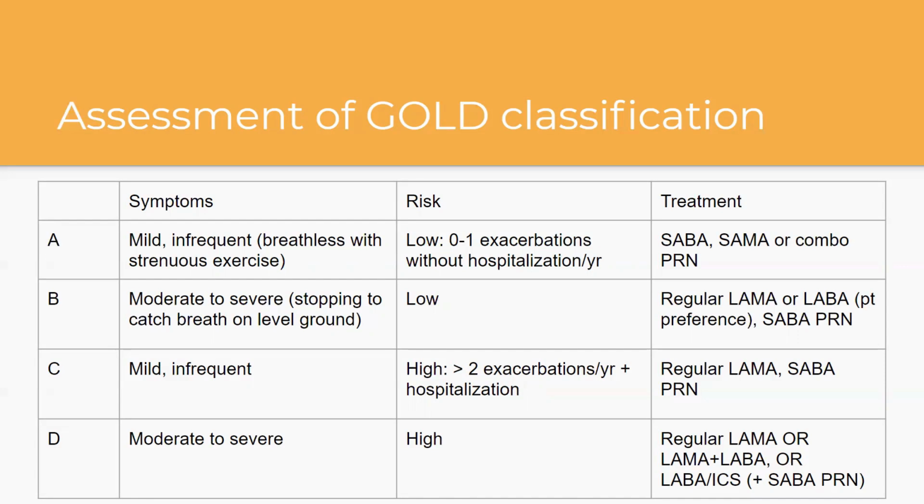And then level C is going back to that mild and infrequent, but they have more exacerbations in a year and they've been hospitalized. And then level D, which is the hardest, worst case scenario, is that they have moderate to severe symptoms on a regular basis, and they also are getting hospitalized multiple times or having multiple exacerbations per year, and their treatment is guided on there.